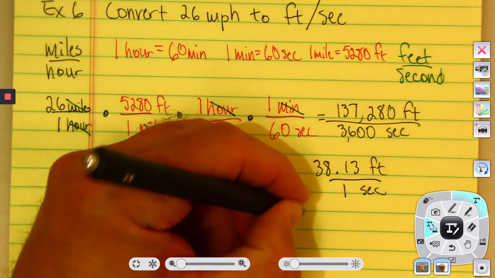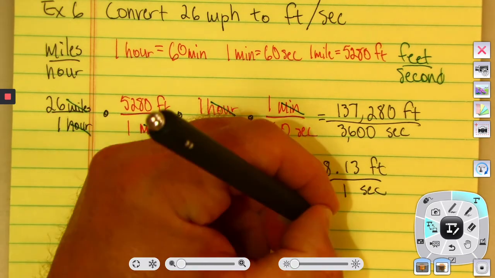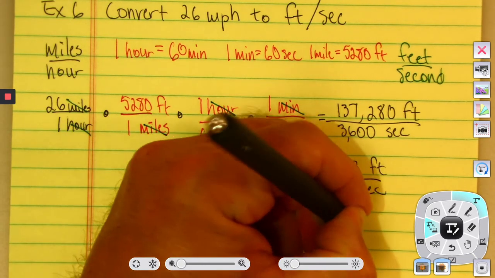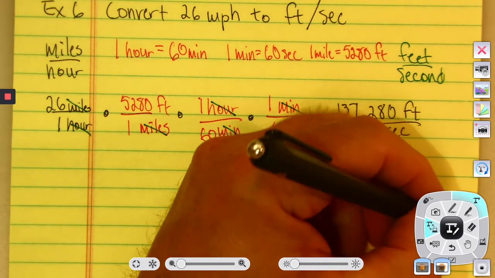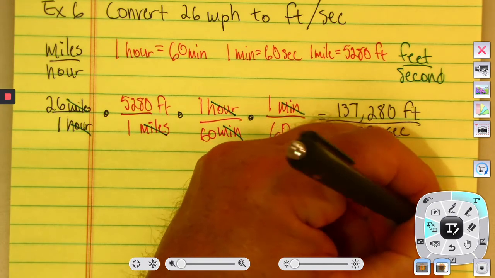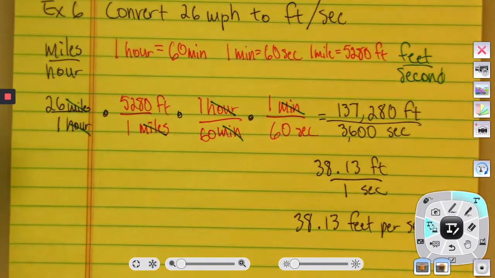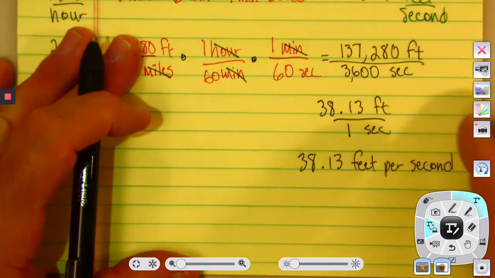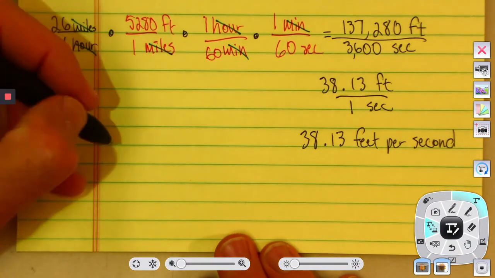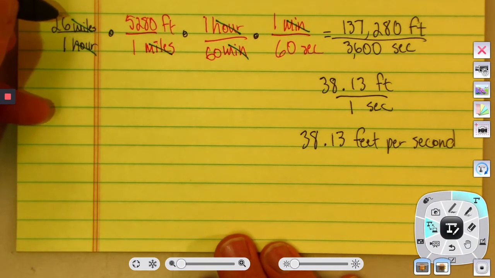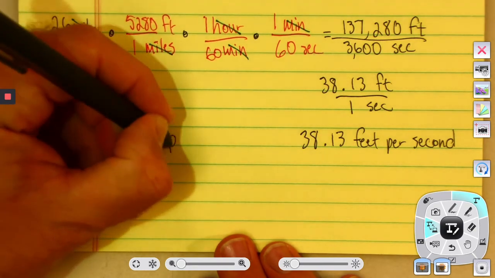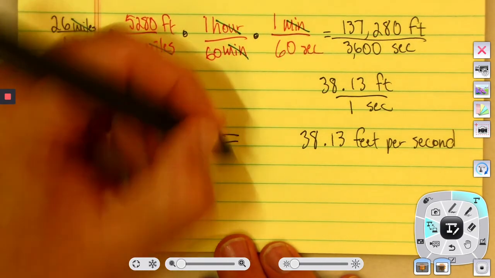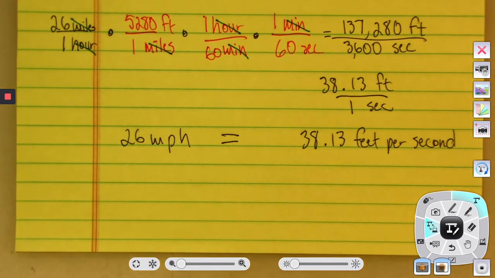So I could write it another way. I could just say, well, it's 38.13 feet per second. That's writing that ratio in words. And so to summarize what I've done, I've converted 26 miles per hour, and that equals 38.13 feet per second.